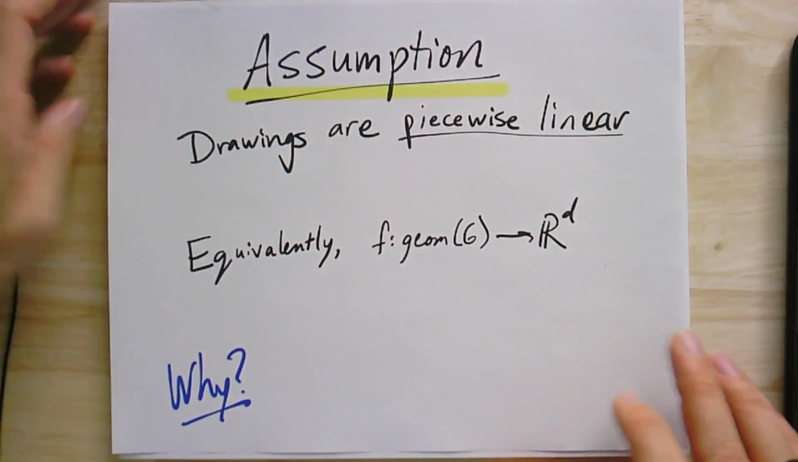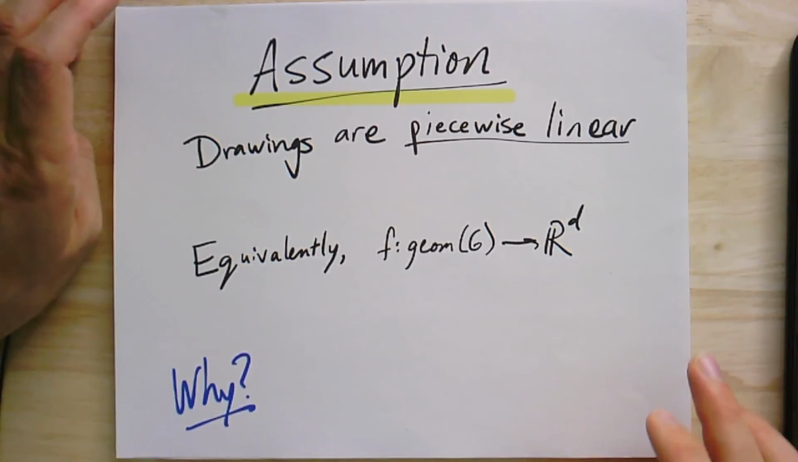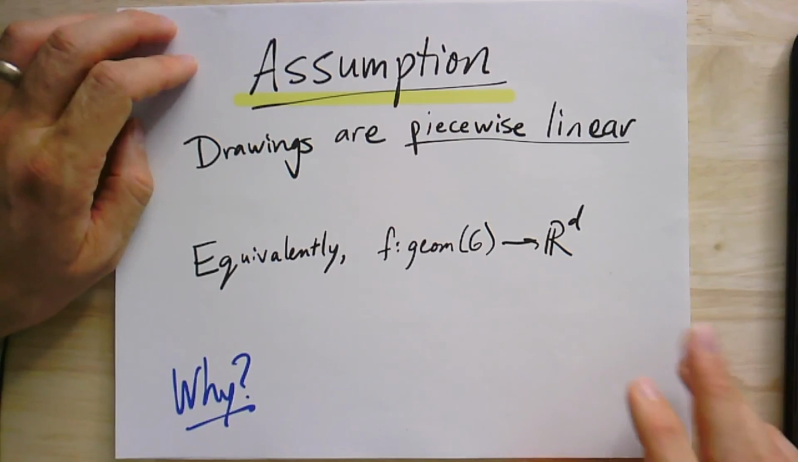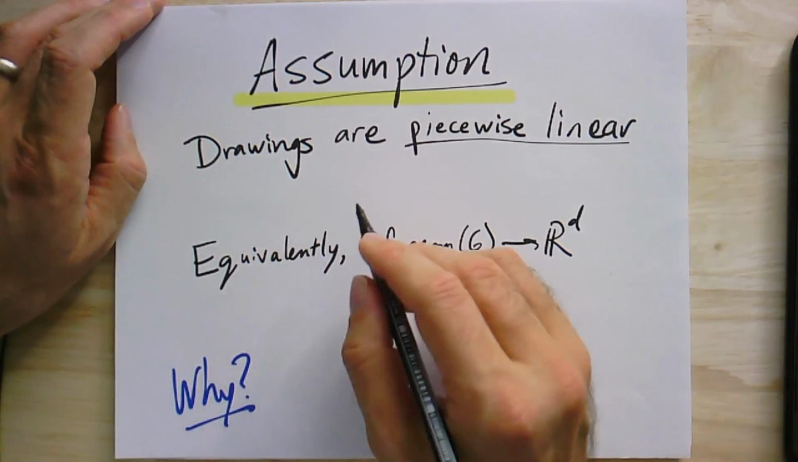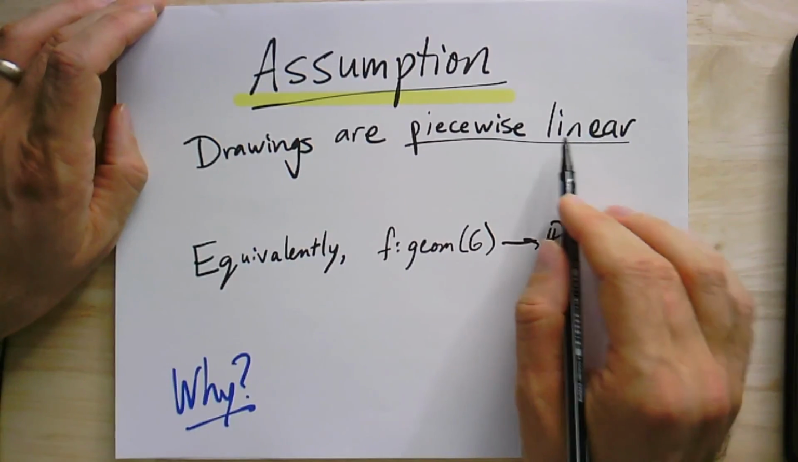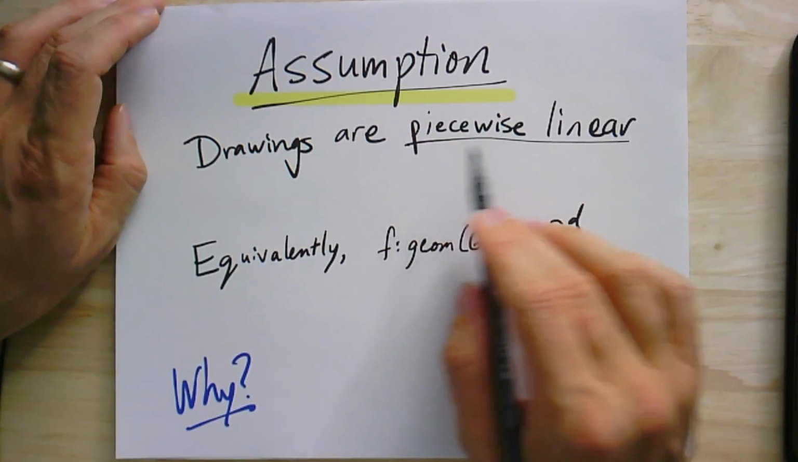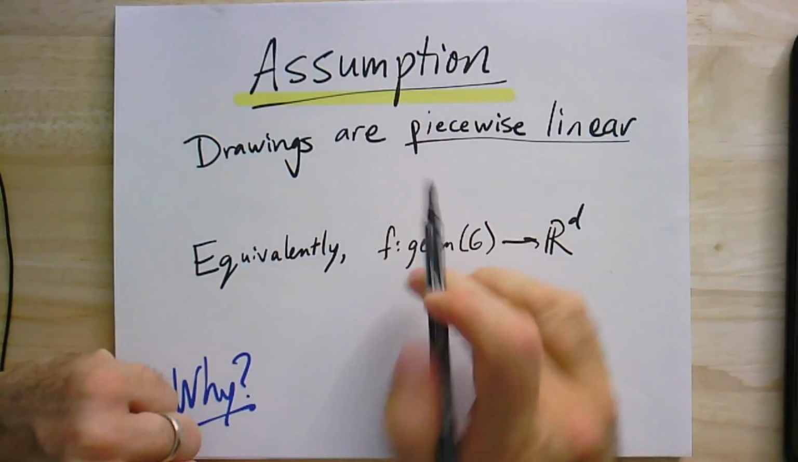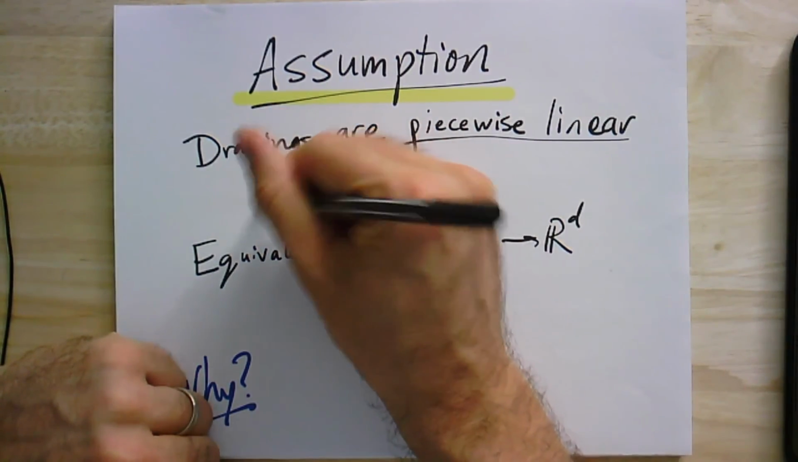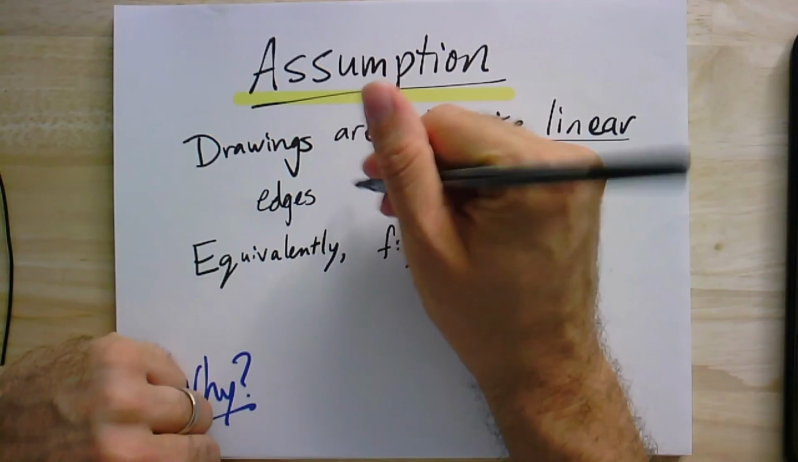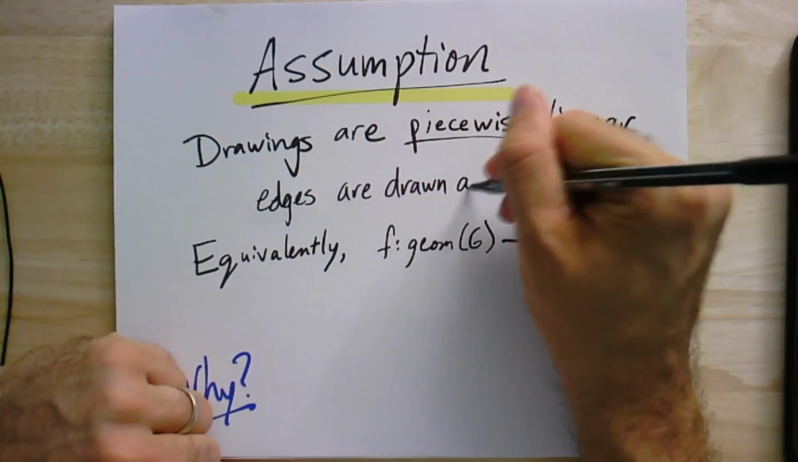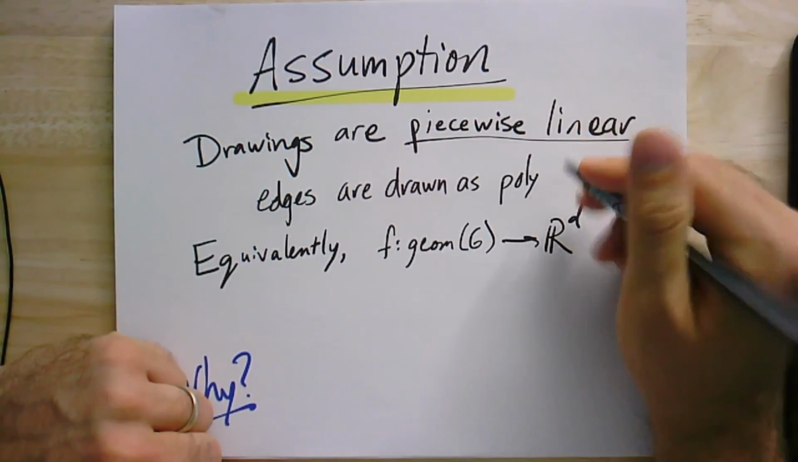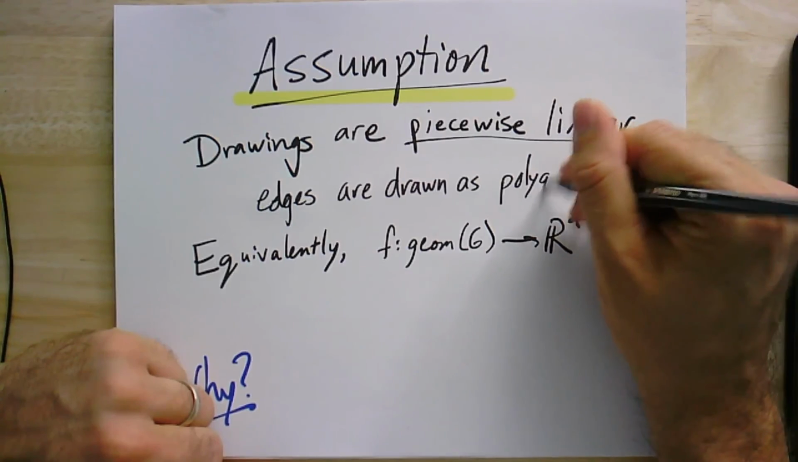Now, I want to just wrap up this video by pointing out that there's an assumption we're going to make, and we don't have to make it to be strictly correct, but we're going to make the following assumption, which is that the drawings are all going to be piecewise linear. So we talked about what it meant to be a linear drawing, but to be piecewise linear means that edges, maybe they're not straight lines, but they're at least drawn as polygonal paths. Polygonal paths are also sometimes called polylines.